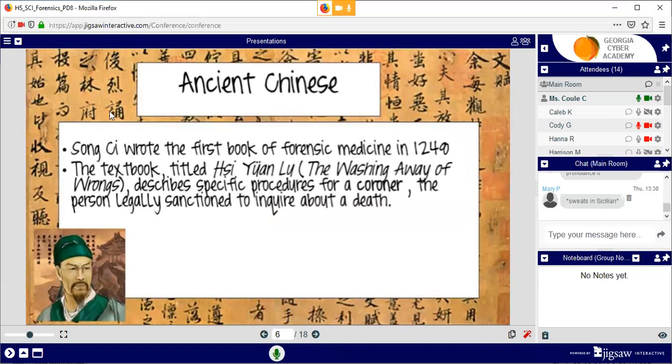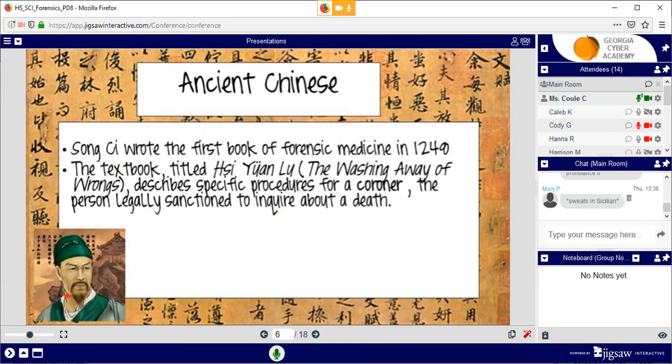Okay, so talking about the ancient Chinese, this guy called Song Qi, I think that's a really cool name, Song Qi. He wrote the first book of forensic medicine in 1248. So a long, long time ago. And look at him. He looks so serious about it. He's like, look at me. I'm Song Qi. I'm a forensic investigator.